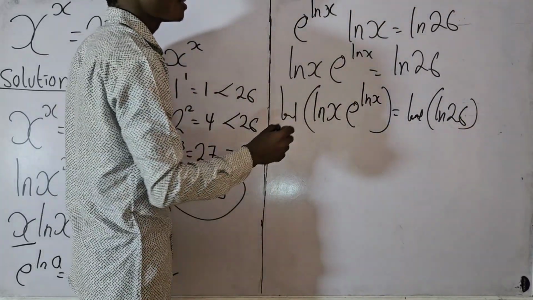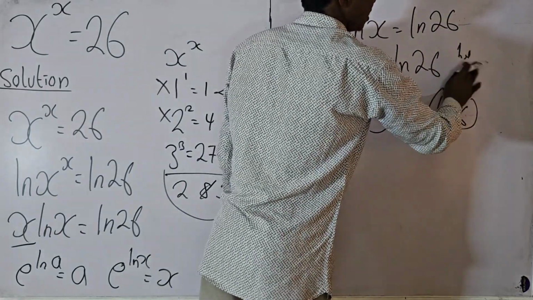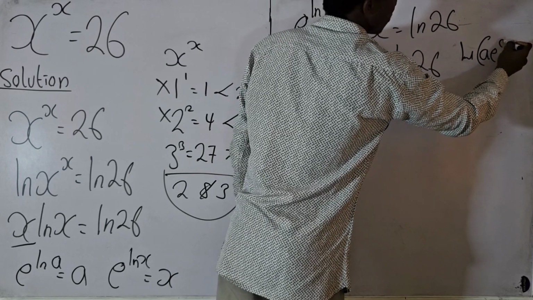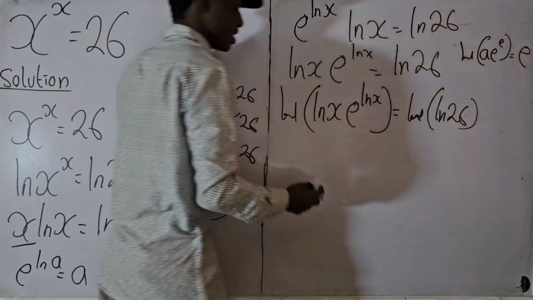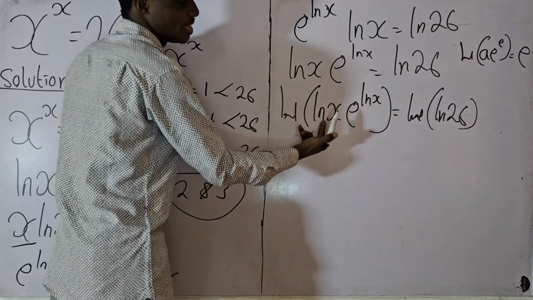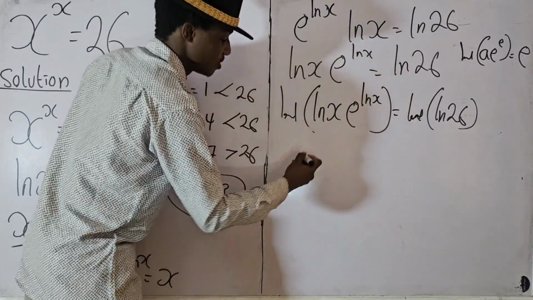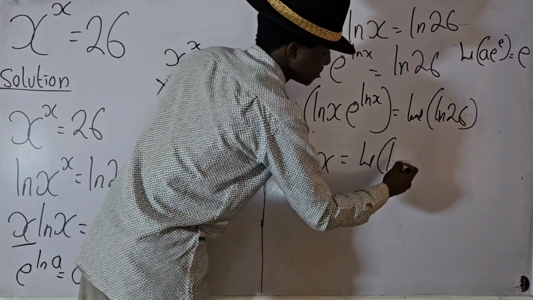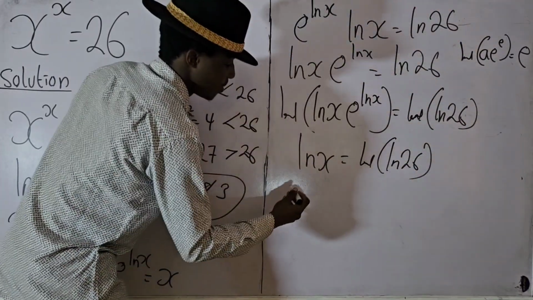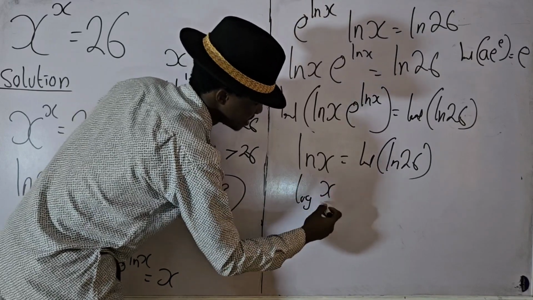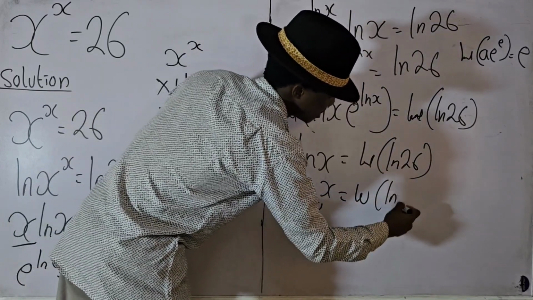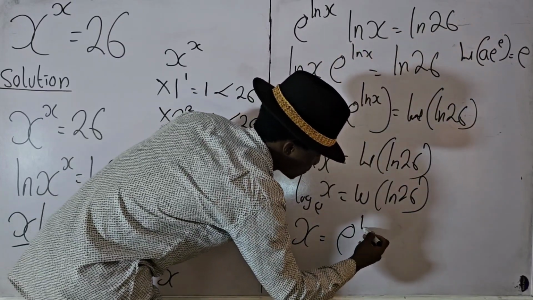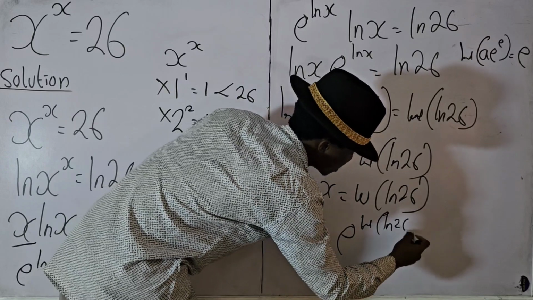Okay, now recall that if you have the Lambert W function of a times e raised to the power of a, this is equals to what? a. Now we are having the Lambert W function of ln x times e raised to the power of ln x. This will be equal to ln x. Are you getting it? This will be equal to W of ln 26. Now, ln x is log x base e. So x will be equal to e raised to the power of the Lambert W function of ln 26.